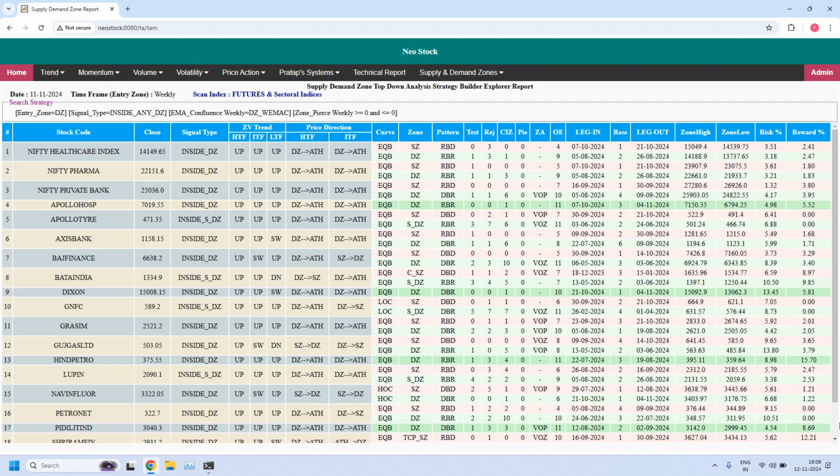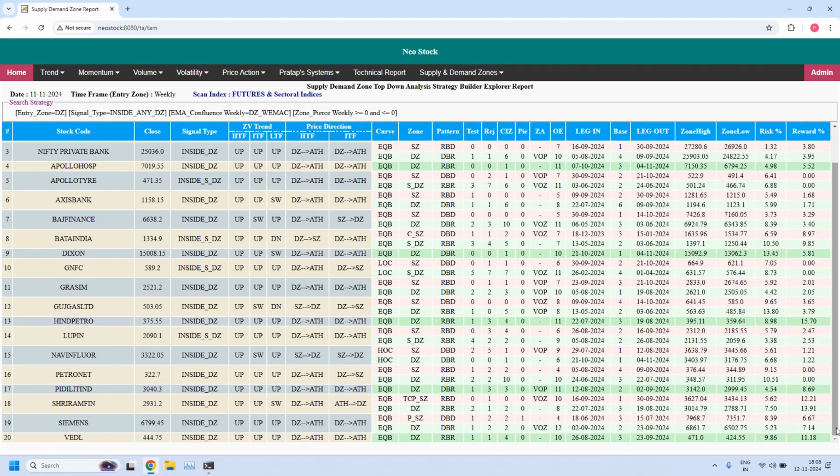And these are the first 17 stocks. All these stocks' price closed inside the weekly demand zone and also have weekly EMA Confluence. First 17 in the list, I am scrolling the list down. So total 20 stocks are filtered. All these 20 are a high probability set of weekly demand zones.